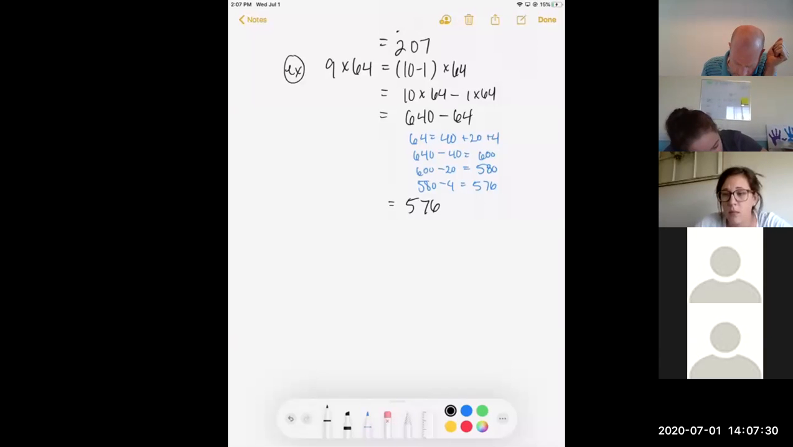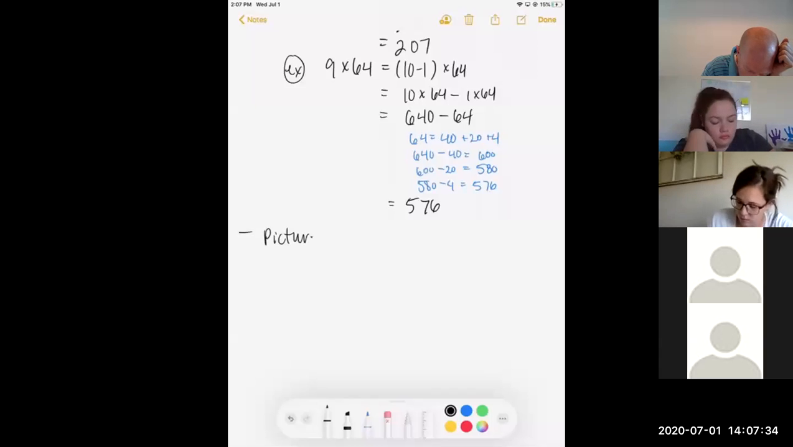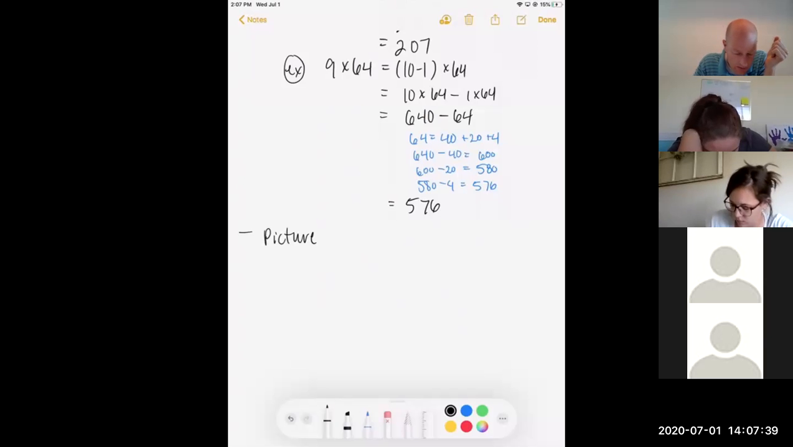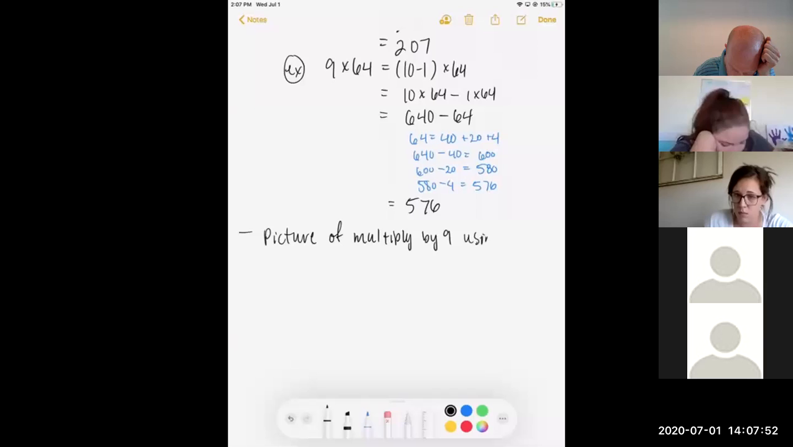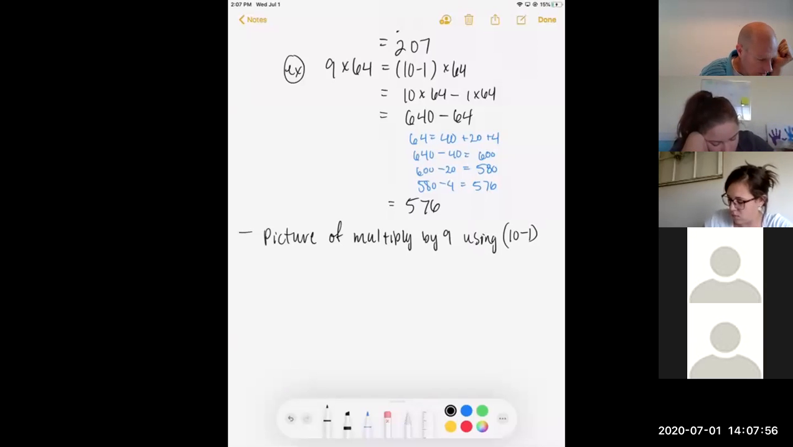What we also want to note and look at is a picture. Okay, so we're going to work on the pictorial level for a little bit. We want a picture of the technique that we're using. So, a picture of multiplying by 9 using 10 minus 1. This technique that we've been studying, we're going to do a picture of it.